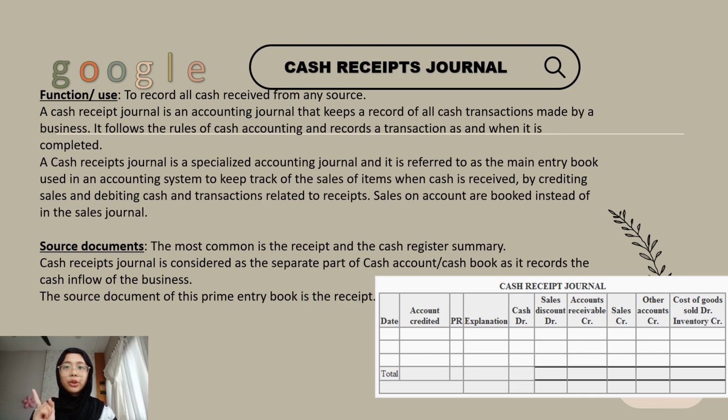The function or use of cash receipt journal is to record all cash received from any source. Source documents, the most common is the receipt and the cash register summary. Cash receipt journal is considered as the separate part of cash book, cash account, as it records the cash inflow of the business. The source document of this prime entry book is the receipt.